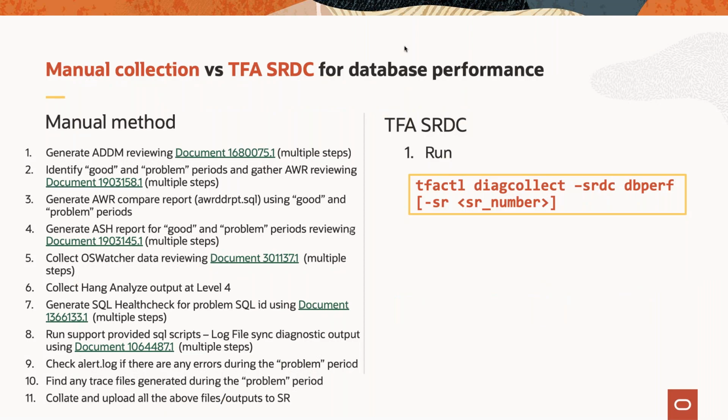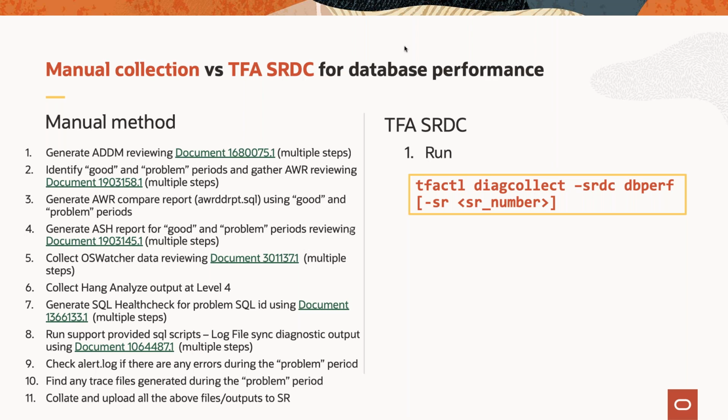If I'm looking at a performance issue, this is what you would do today. On the left-hand side, you would generate an ADDM report. You would identify good and bad problem periods. You would generate AWR compare reports. You would generate ASH reports.